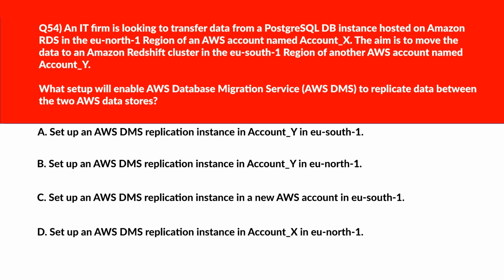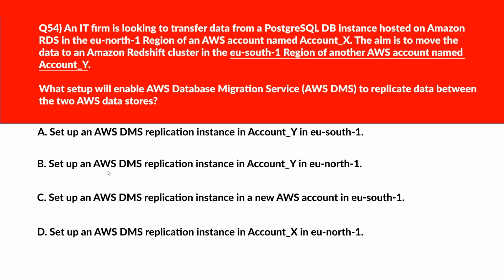Alrighty, we got a brainstorming question, and here we need to enable AWS Database Migration Service to replicate data between two AWS data stores. Let's look at option A first. Option A, if you look, allows AWS Database Migration Service to replicate data to Amazon Redshift cluster in the target account and region. We'll park this. Let's move to option B.